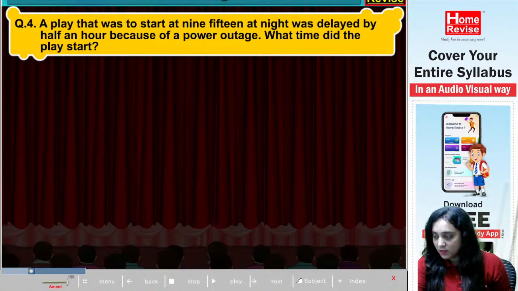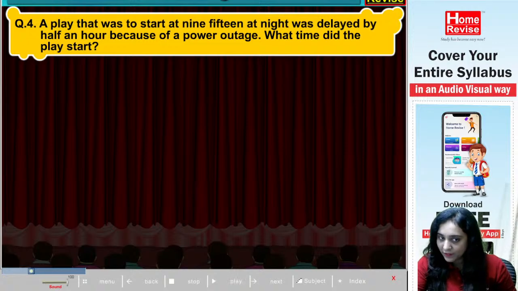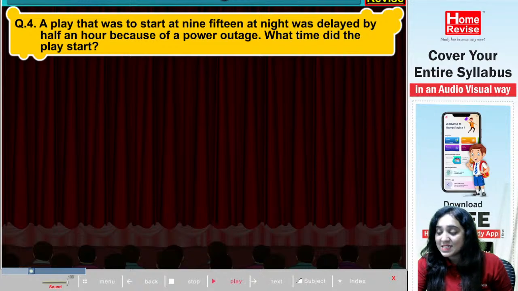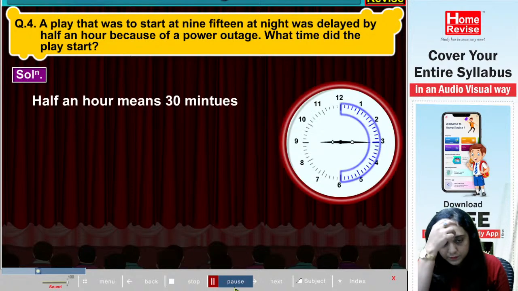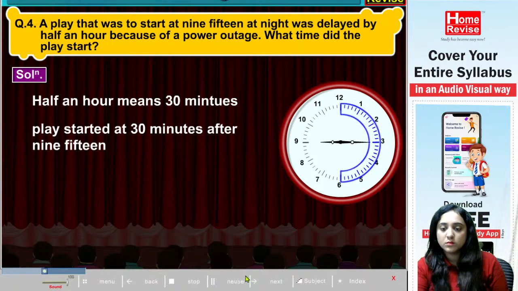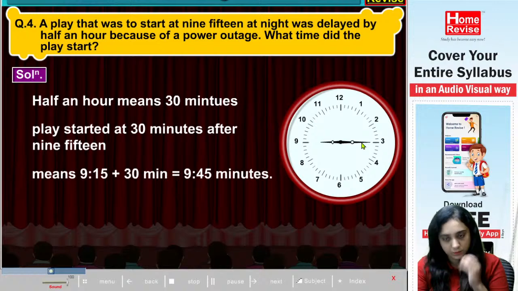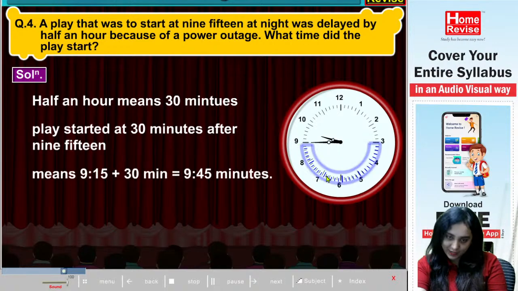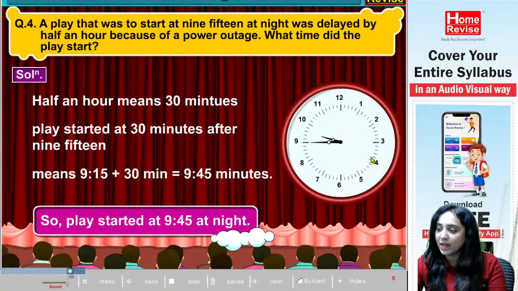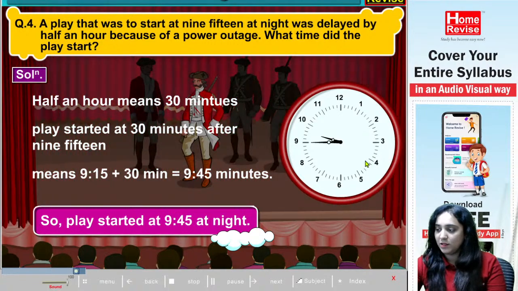Very good. It was about to start at 9:15 and now the play got delayed by half an hour. So what exact time will the play start? Solution. Half an hour means 30 minutes. The play started 30 minutes after 9:15, which means 9:15 plus 30 minutes, which is equal to 9:45. Fine. Everyone guessed it right. It is 9:45 at night, quarter to 10. Not quarter to 9, it's quarter to 10.